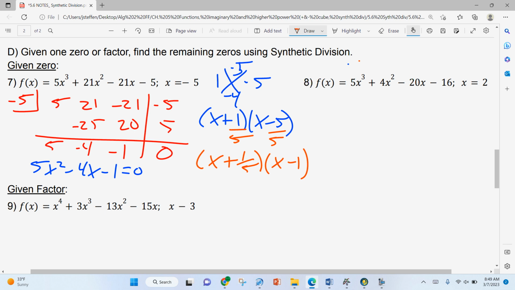And what would you plug into that to get 0? Well, if it's plus 1/5, you just plug in negative 1/5. Negative 1/5 plus 1/5 is 0. Same thing, the other one is 1. So they want to know what all the zeros are. Your zeros are negative 1/5, 1, and don't forget your negative 5 that they gave you from the very beginning.